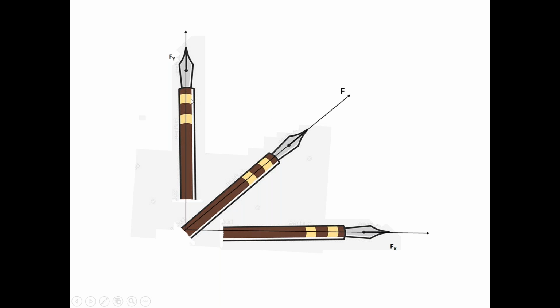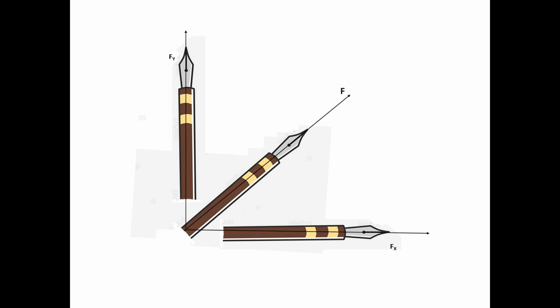Similarly, bring this pen onto the y-axis. Then on the y-axis, the direction of the pen nib gives the direction of projection Fy on the y-axis. Here, the projection Fy is the positive projection because the direction of projection Fy is towards the positive y-axis.